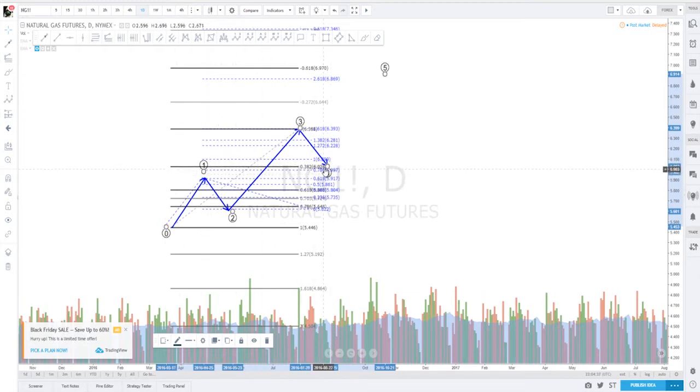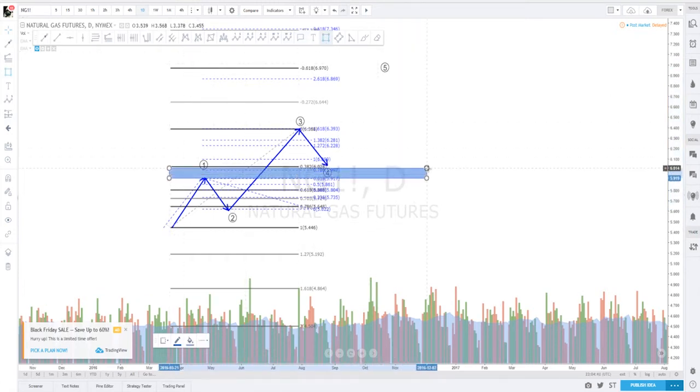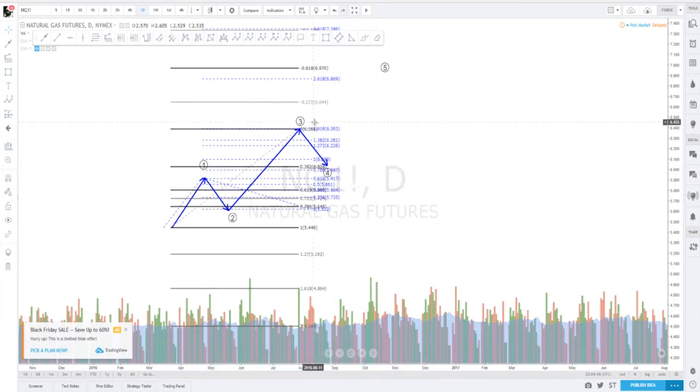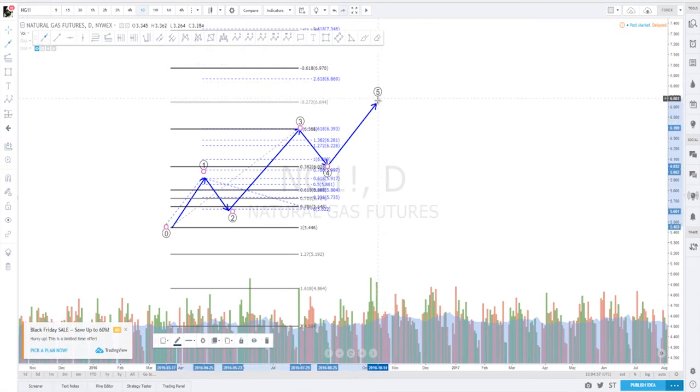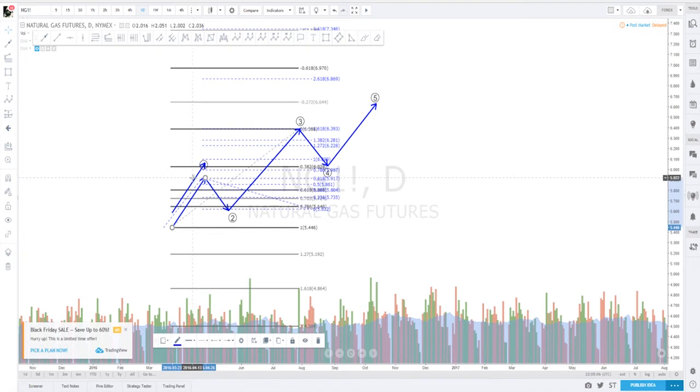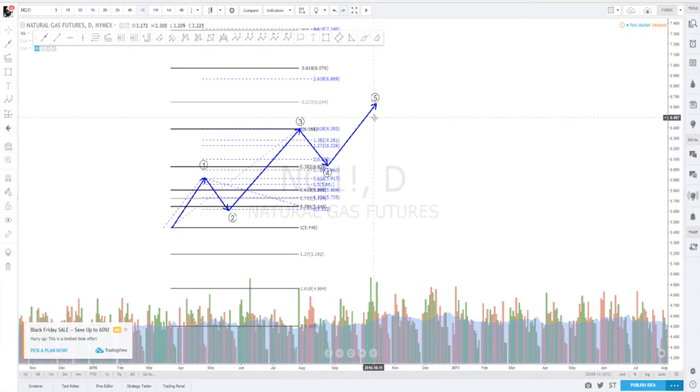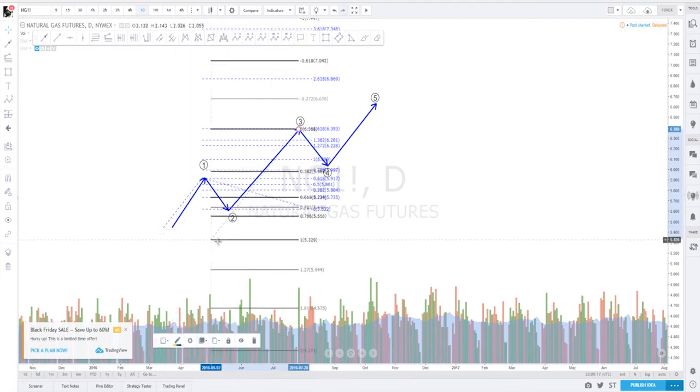Wave 1 and wave 4 do not overlap, and then the extension for wave 5 is usually up to the 127, and it makes wave 1 and 5 almost the same. So this is the basic structure of Elliott wave.